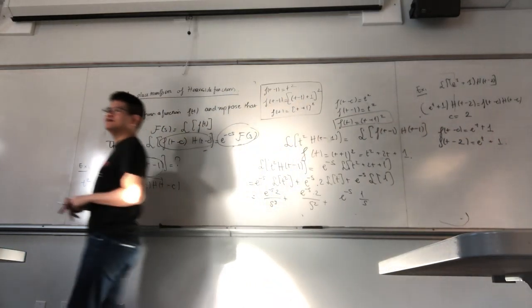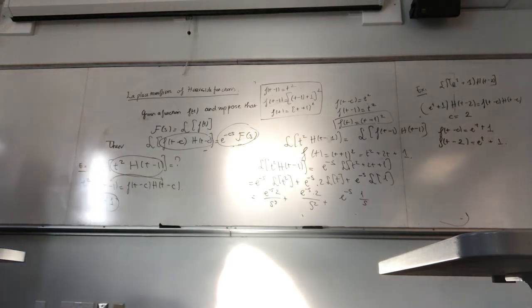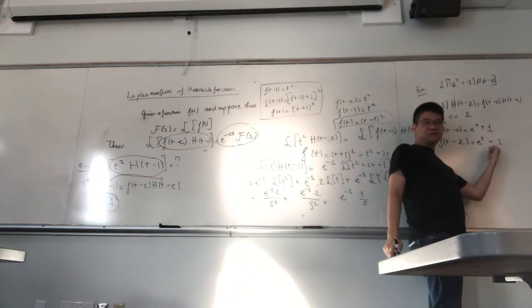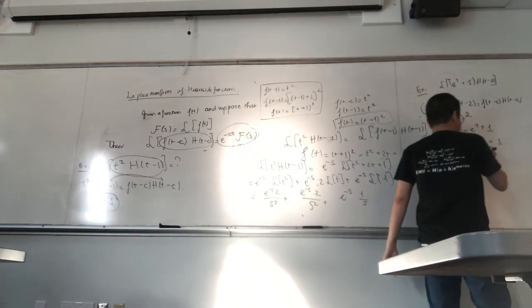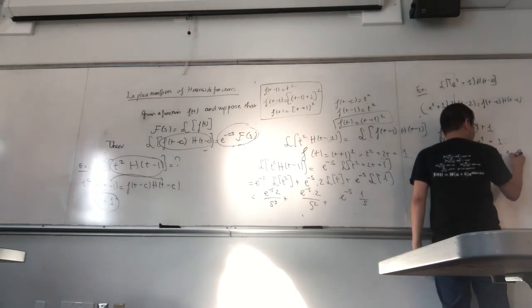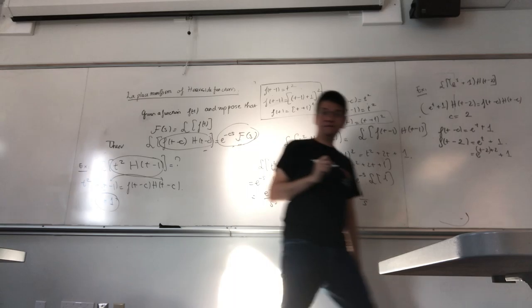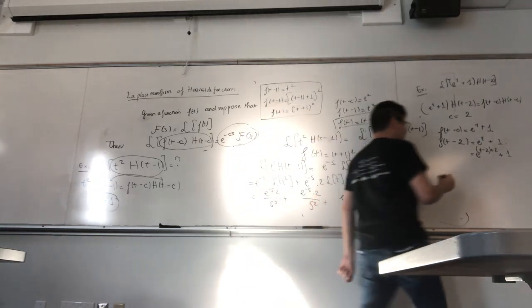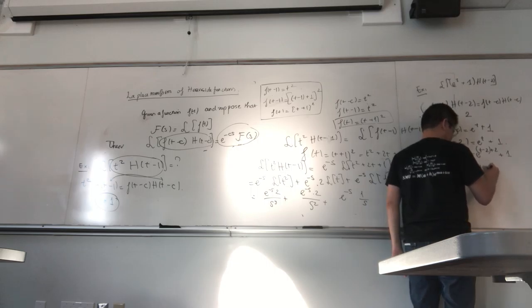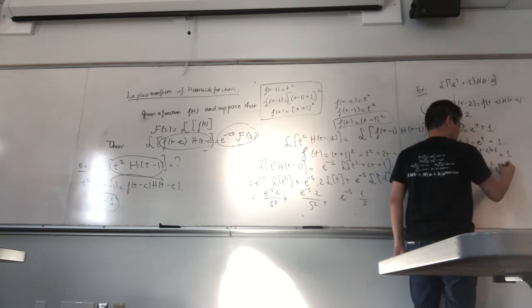So what is f? Right? So f of t minus 2 is e to the t plus 1, which is e to the t minus 2 plus 2 plus 1. All right? Which means that f of t has to be e to the t plus 2 plus 1. And this is e squared times e to the t plus 1.